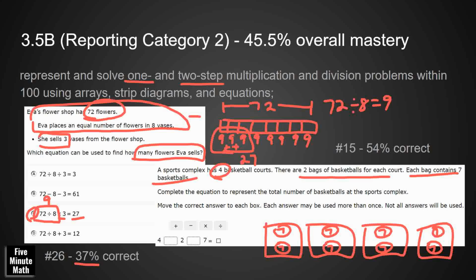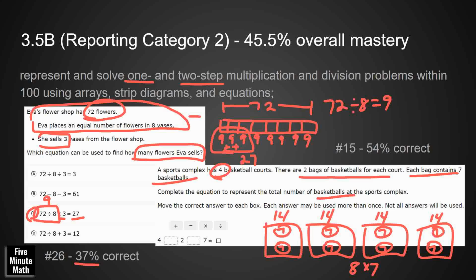So then, which equation can represent the total number of basketballs? Well, I've got 7, 14, 28, 42, and then 56, because I've got 8. Really, I've got 8 sets of 7. Okay, so what did I do with my 4 and my 2?